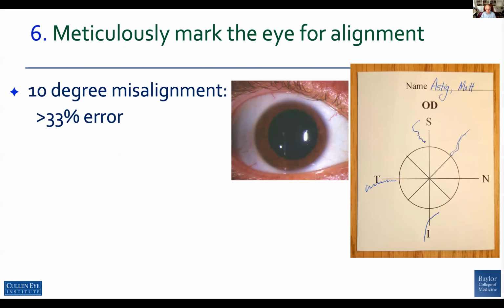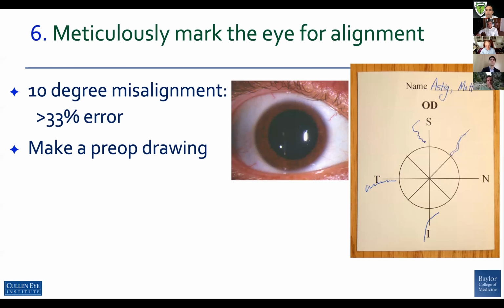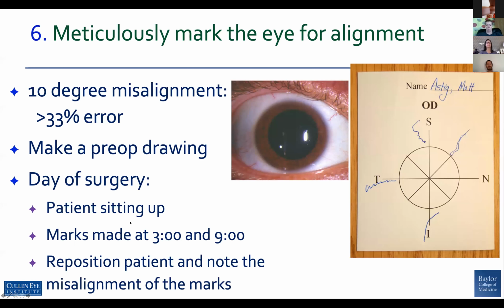A 10-degree misalignment results in a 33% error in astigmatism correction. And what I like to do is make a pre-op drawing if there are prominent vessels, or when I mark the patient, I sit the patient up, I mark at 3 o'clock and 9 o'clock, and then I reposition the patient and note the misalignment of the marks.